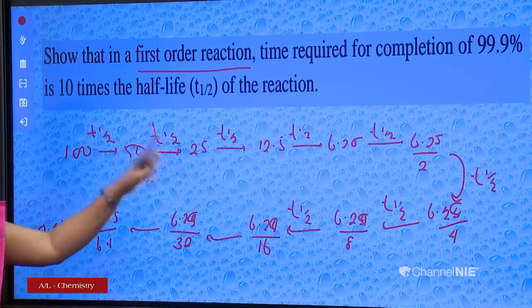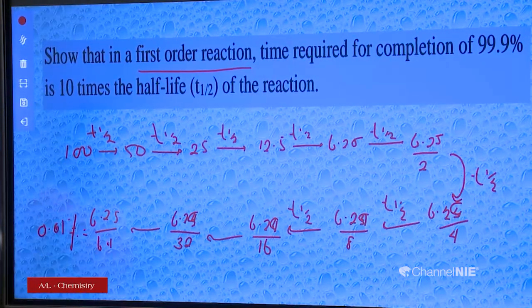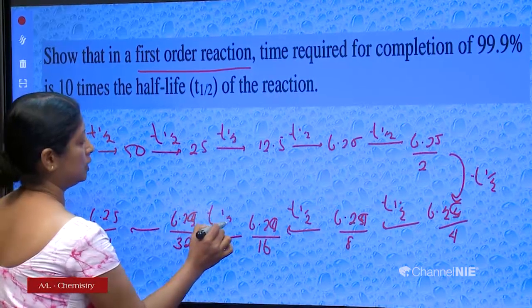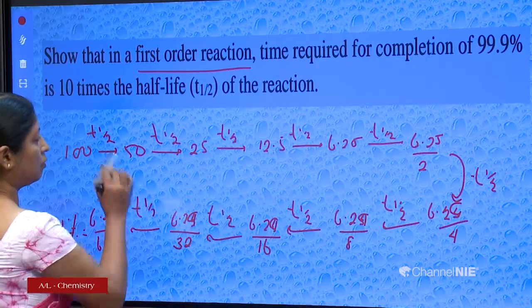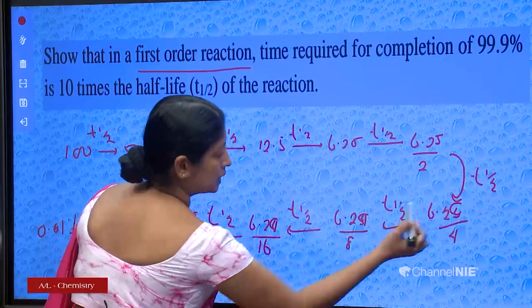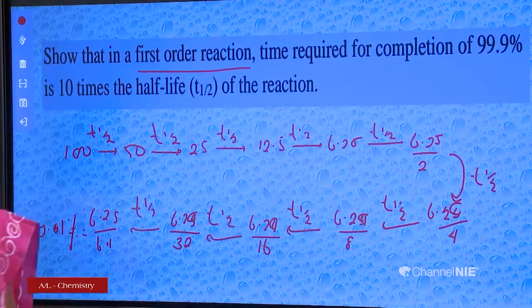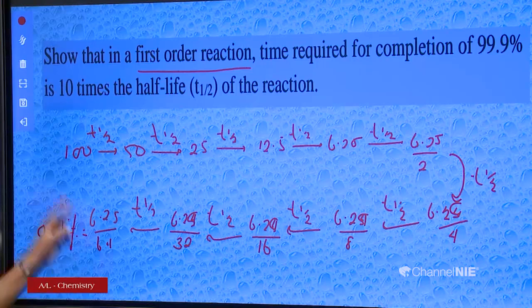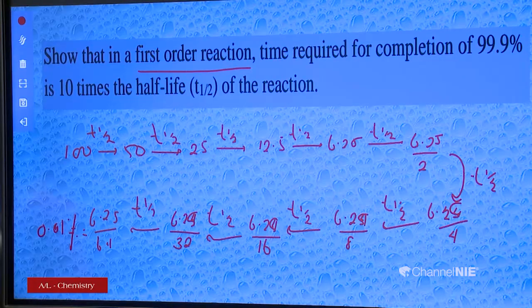To get done this change, how many half lives do we have to spend altogether? Just calculate: 1, 2, 3, 4, 5, 6, 7, 8, 9, 10. Altogether we have to spend 10 half lives. So if you know the half life, the corresponding time can be calculated.